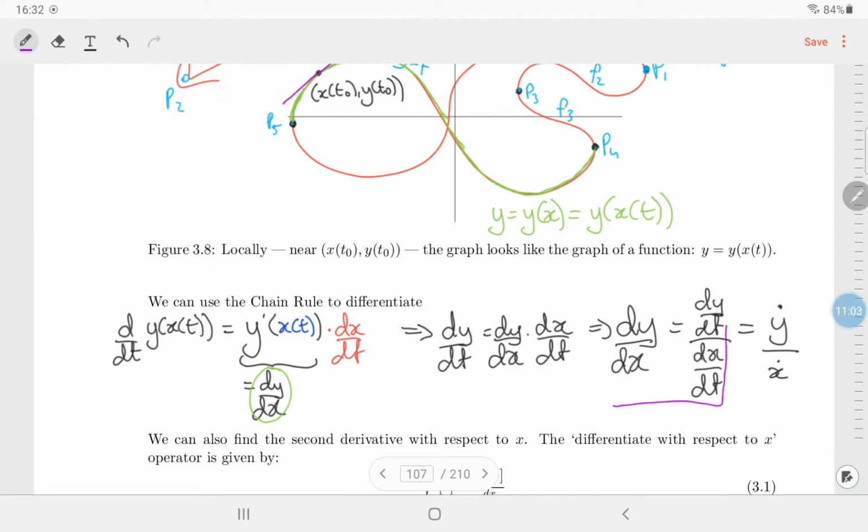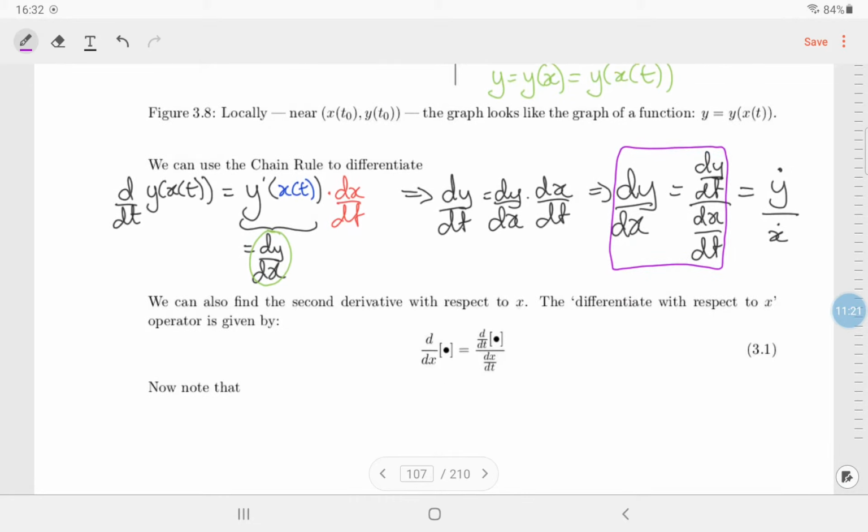Now you might notice that if the derivative of x with respect to t is 0, if you analyze what that means, a vertical tangent, and if dx/dt is 0, this thing in the purple box is not defined, and a vertical slope is not defined because it's like division by 0.